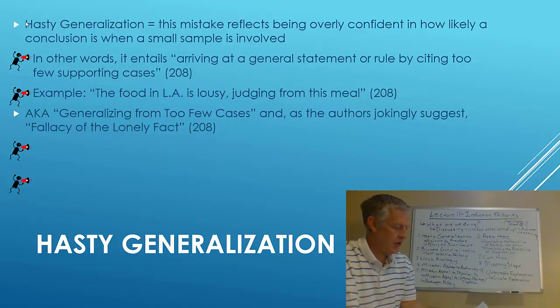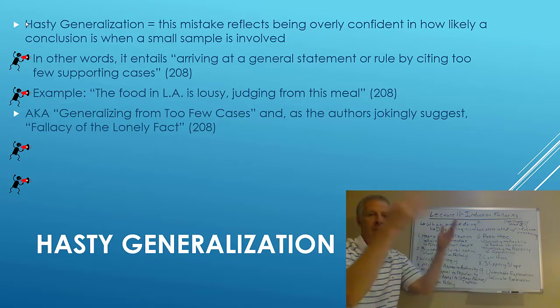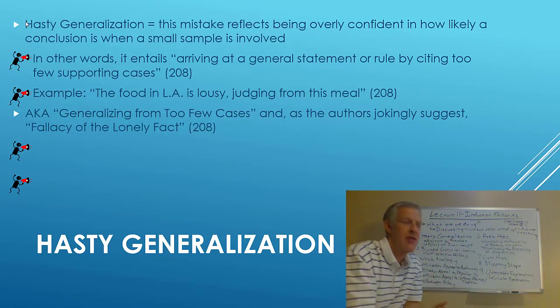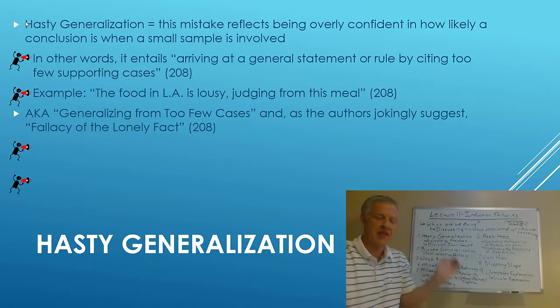So as I mentioned, it's referred to as a lot of different things, depending on the context. It's also known as generalizing from too few cases, and that makes sense, right? That's the whole idea underlying the mistake here. And I do like how the authors jokingly suggested that they'd like to see it referred to as the fallacy of the lonely fact. Somebody references just one point, and then they try to suggest that because it holds true in one instance, it applies in all these various cases.